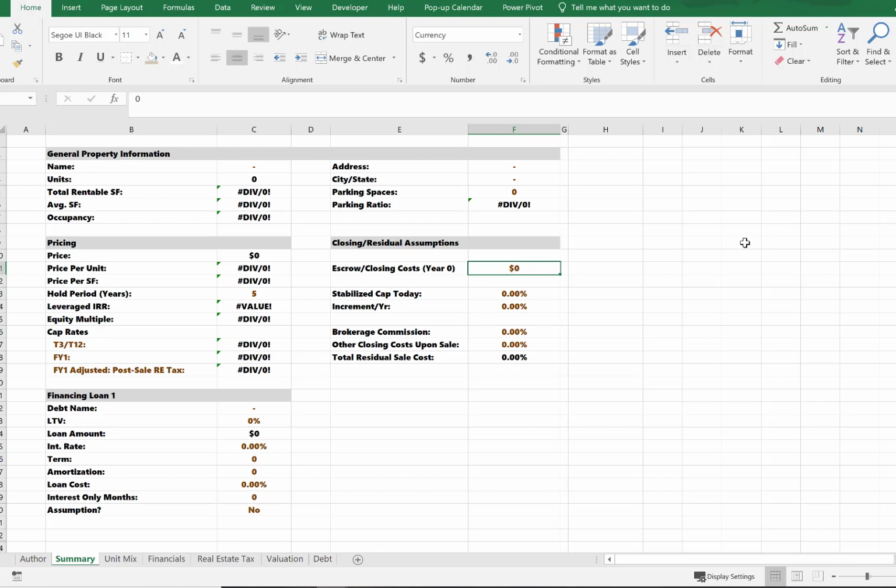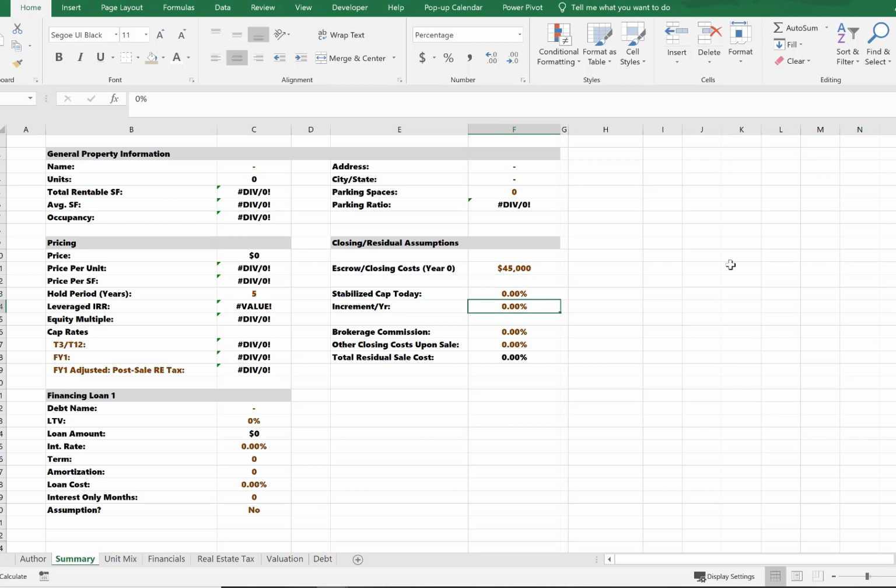So the first thing we need to do is just fill out some closing/residual assumptions. So when you're buying this property, we need to put in what those closing costs, escrow costs, things like inspections, some legal fees, and appraisals would be. So I'm just going to put in $45,000 for no particular reason. This would be something I would adjust as I'm getting more serious about a deal and fine-tuning my underwriting.